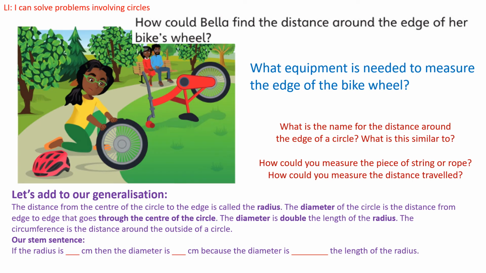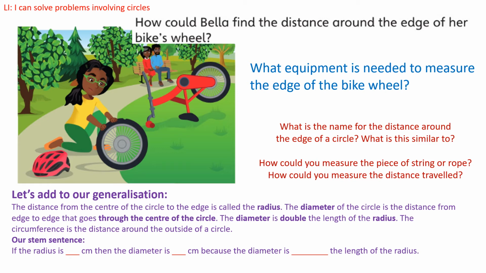So then we've got to think about that other word I gave you at the beginning, the circumference. And this question is asking you, how would Bella find the distance around the edge of her bike's wheel? Now that edge, of course, we now know is called circumference. Well, we could find a piece of string and we could place it round the edge of the wheel and then we could measure the length of that string. Or we could make a mark on the floor and on the wheel, and then we could wheel the wheel along until it had been all the way round and then measure the distance that it had travelled.